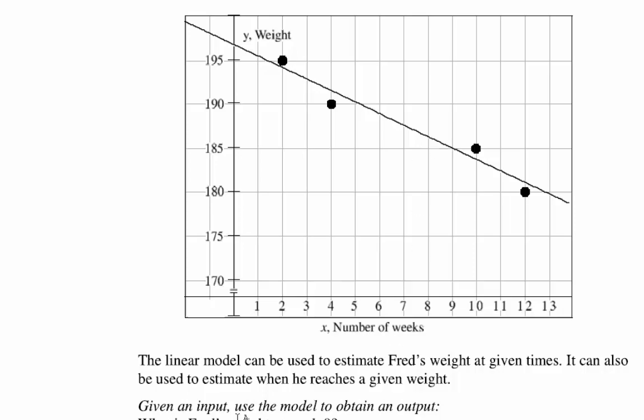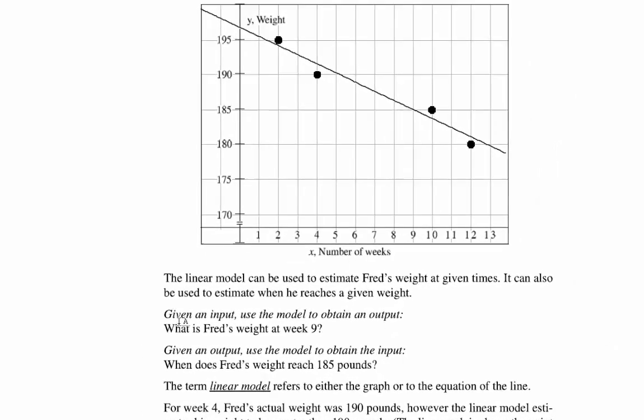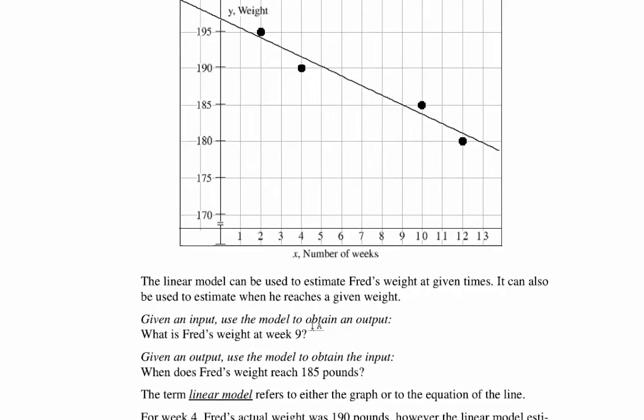So if we look, we see that we're asked, given an input, use the model to obtain an output. So the input is the number of weeks. So we're given week 9, and we're asked to find the output. So when I look at week 9, if I draw a line going up to my model and then over, you'll see it's 185 pounds. Right, again, I go to week 9, I go up to my model and I go to the left, and my output is 185. So for an input of 9, I get an output of 185.